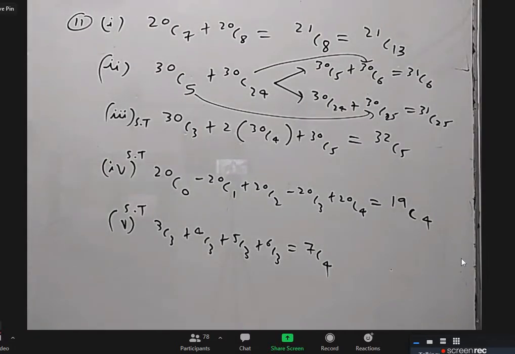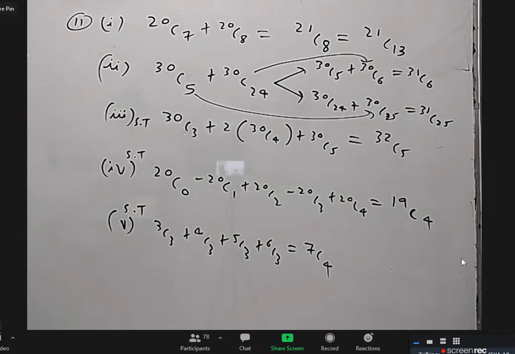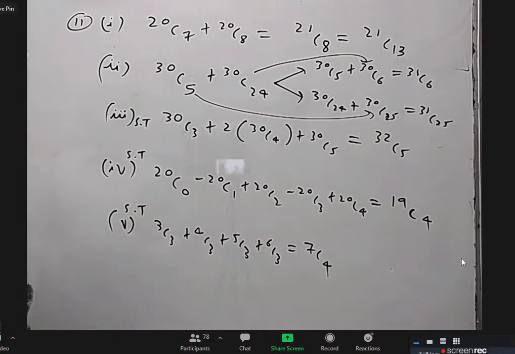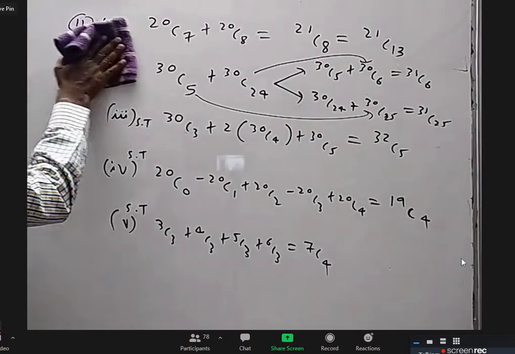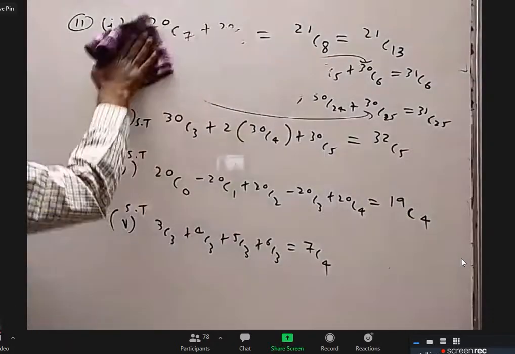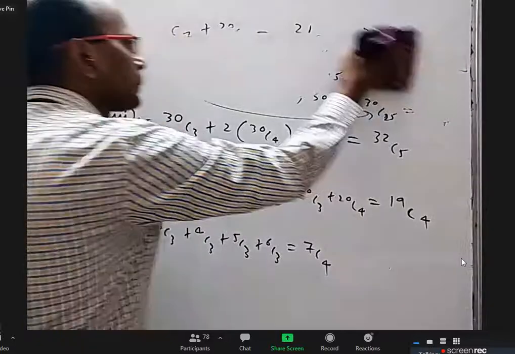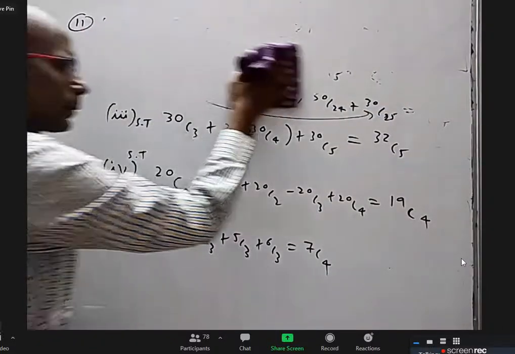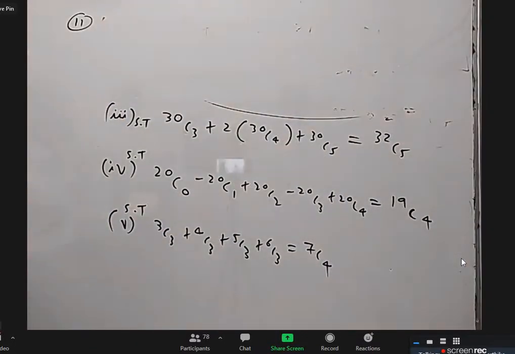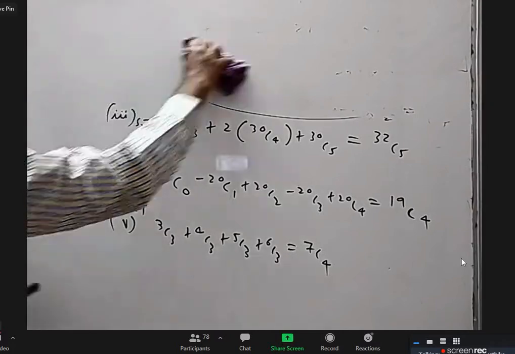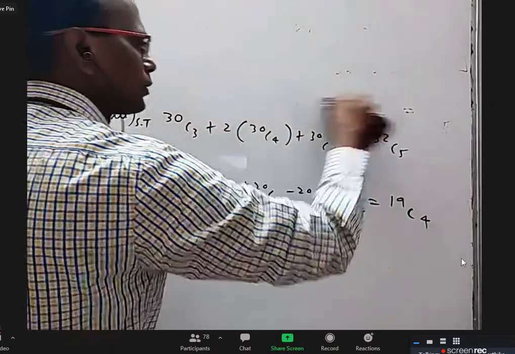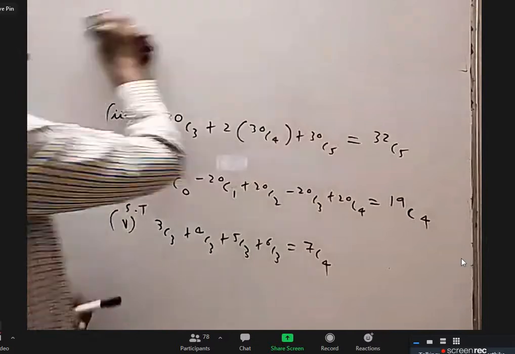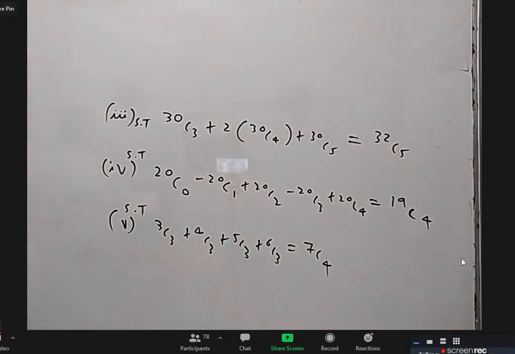Okay, already completed first two? Yes, sir. Okay, anybody want to give some idea for third one? Sir, we'll write 2 into 30C4 as 30C4 plus 30C4 and we'll use the formula we'll get. Yes, correct.